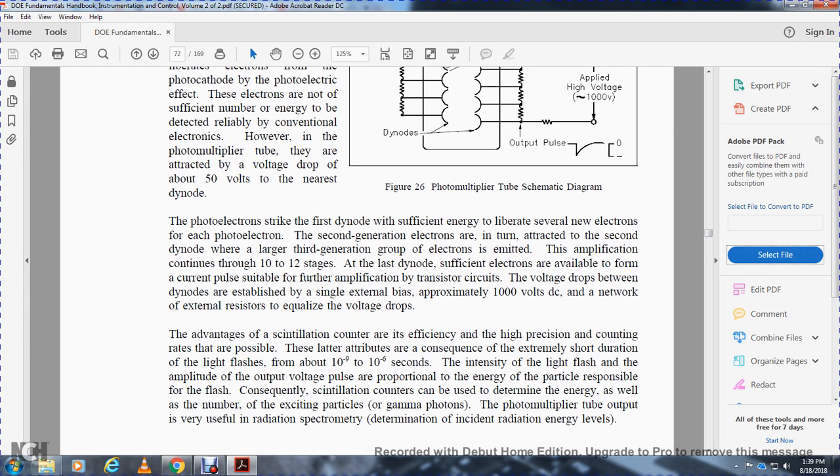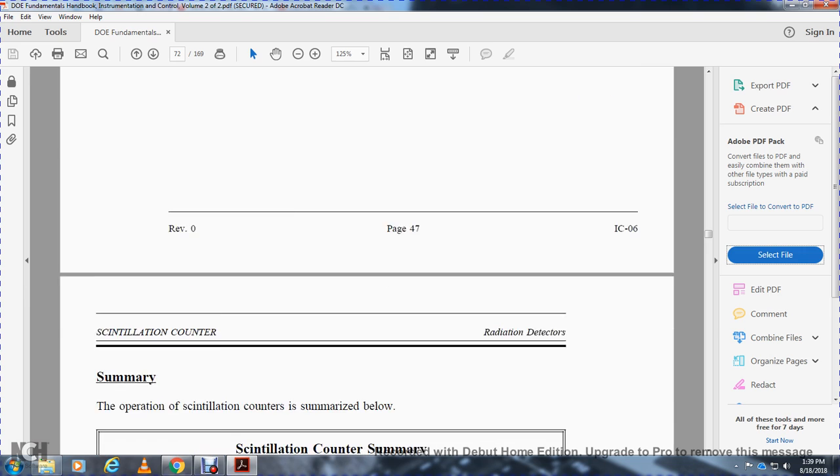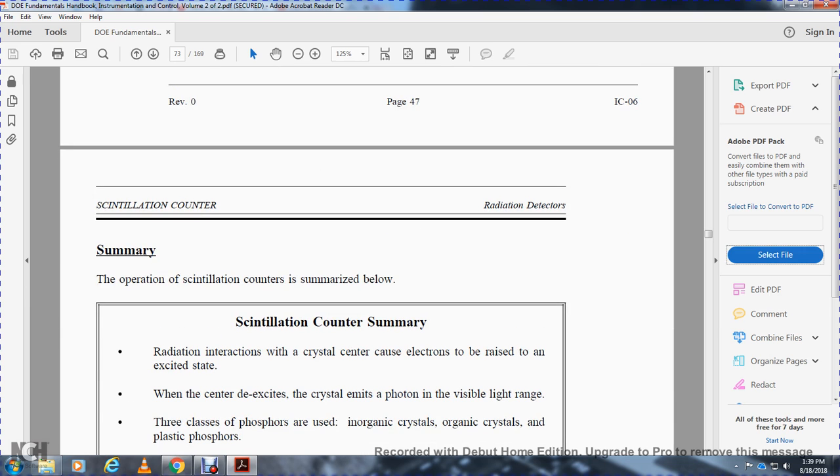The advantage of the scintillation counter is high counting efficiency and precision, with possible large count rates, attributed to the extremely short duration of the light flash, about 10 to the negative 9 to 10 to the negative 6 seconds. The intensity of the light flash determines the amplitude of the output voltage pulse, which is proportional to the energy of the particle responsible for the flash. Consequently, a scintillation counter can be used to determine the energy as well as the number of exciting particles, such as gamma photons. The photomultiplier tube output is a very useful radiation spectrometer to determine incident radiation energy levels.